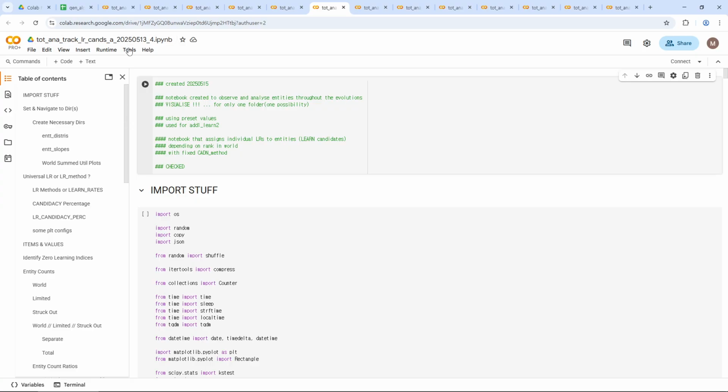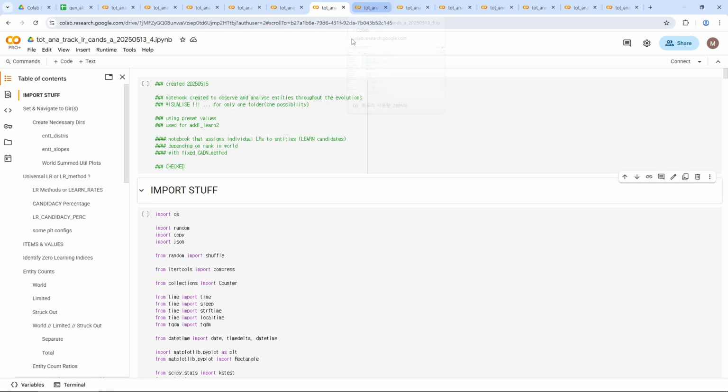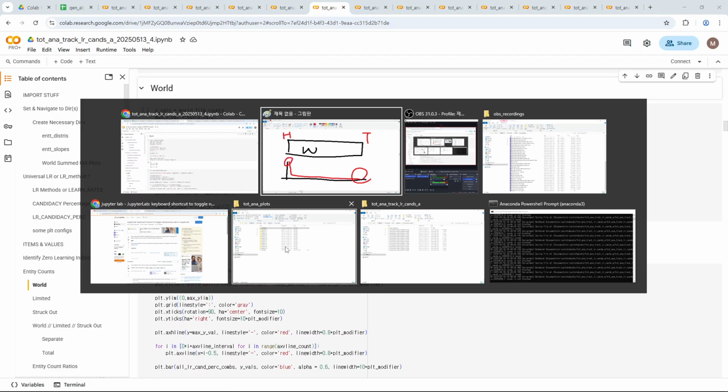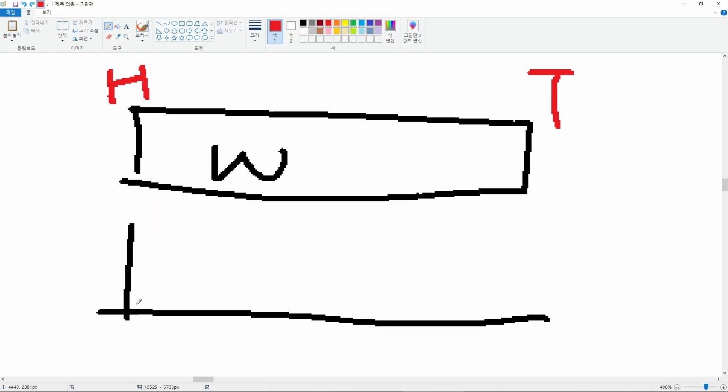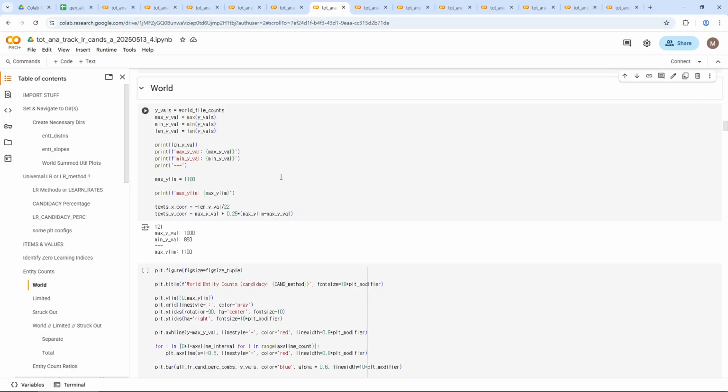This is where the candidate method is normal distribution. It follows a normal distribution, meaning that the probability of being picked follows a distribution like this. So if you're in the middle, you're most likely to be picked. If you're at either of these two ends, you are least likely to be picked as learn candidates.